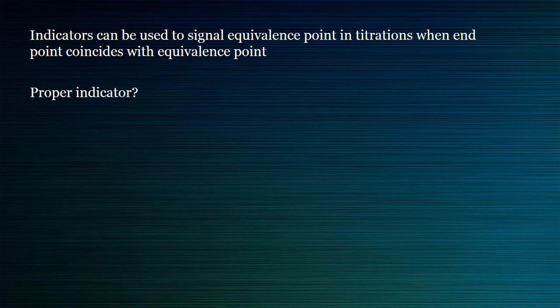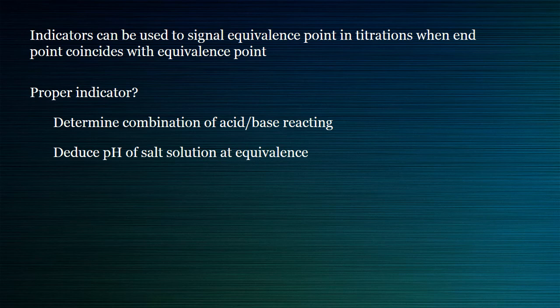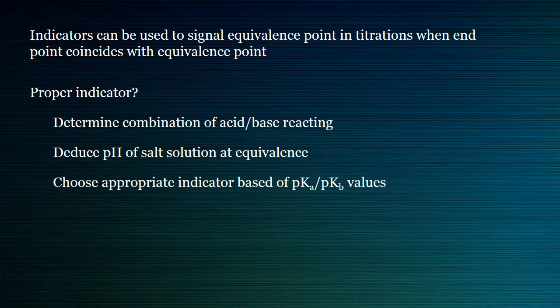So then how do you determine your proper indicator? First, you want to determine the combination of acid and base that are reacting. Is it a strong acid, strong base, weak acid, strong base, strong acid, weak base, weak and weak? What does it look like? Because then you could deduce the pH of the salt solution at equivalence. If it's at 7, above 7, or below 7. And then based off that, you choose an appropriate indicator based on its pKa or pKb value, which should match that of what you expect in your solution.